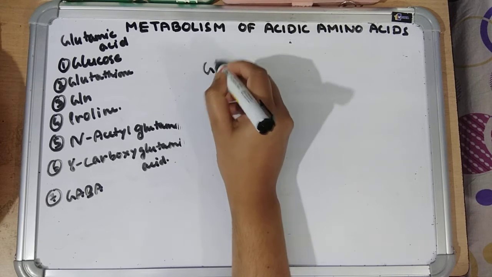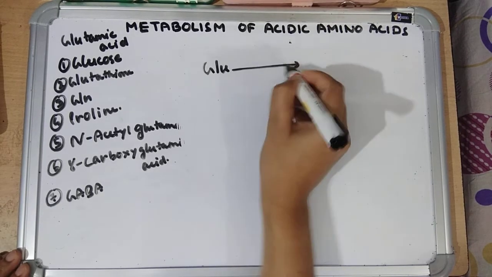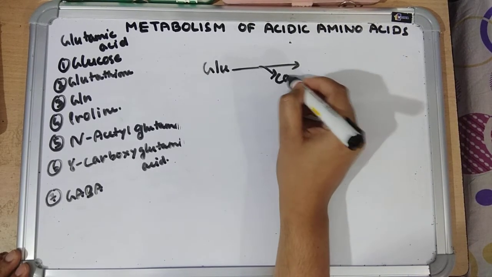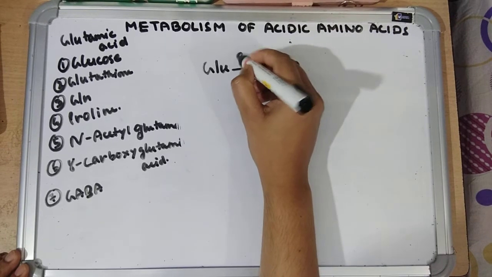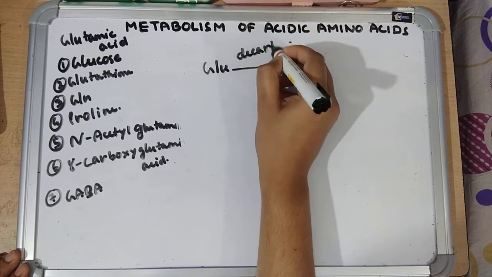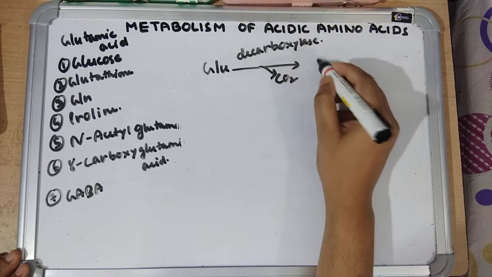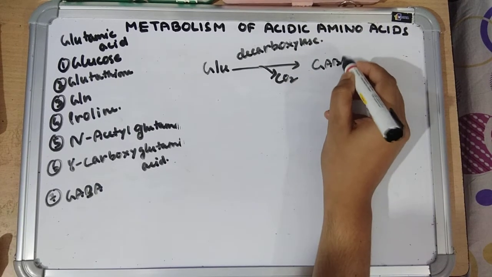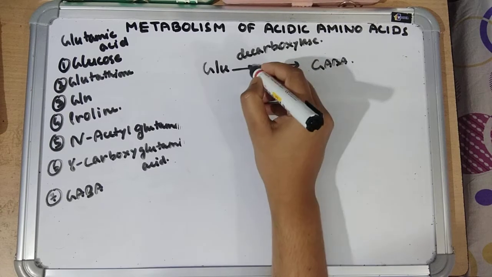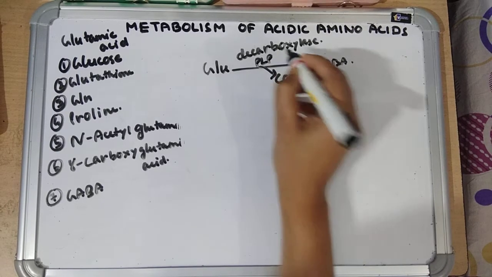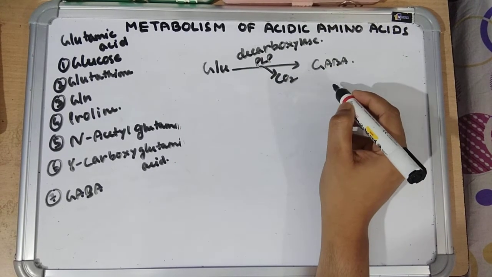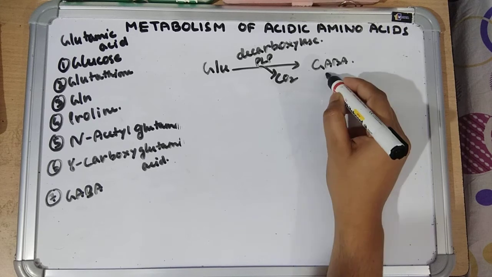First, glutamate is decarboxylated by glutamate decarboxylase to form gamma aminobutyric acid. The coenzyme pyridoxal phosphate is required, which is formed from vitamin B6.